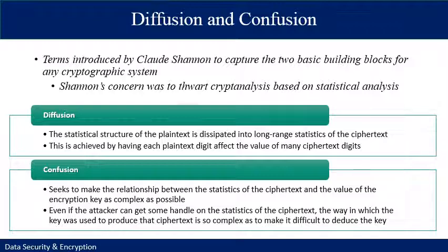So these are the terms introduced by Claude Shannon to capture the two basic building blocks for any cryptographic system. Shannon's only concern was to minimize cryptanalysis based on statistical analysis. So they are done using diffusion and confusion. For example, an attacker has some knowledge about the statistical information about the plain text.